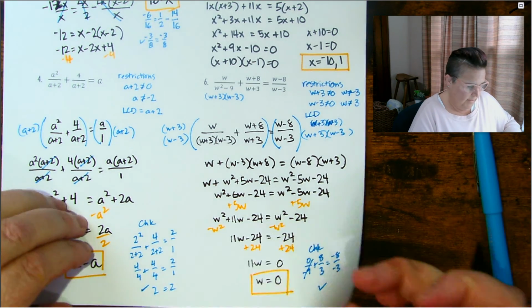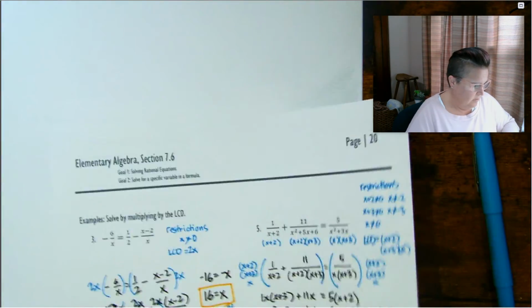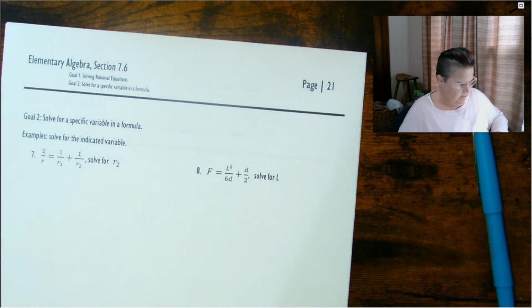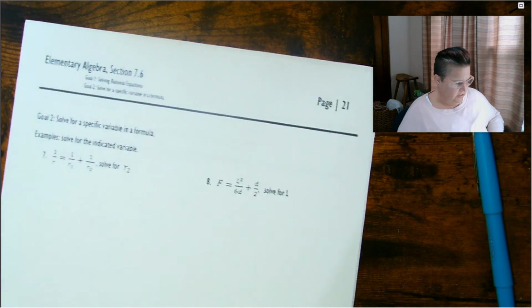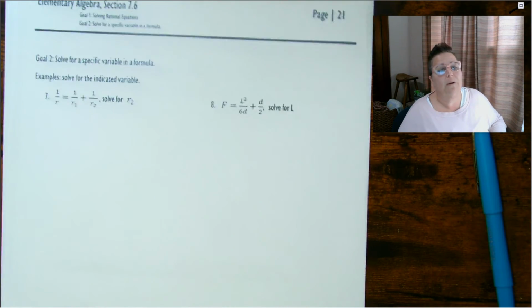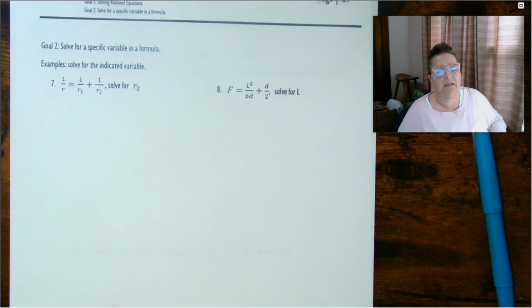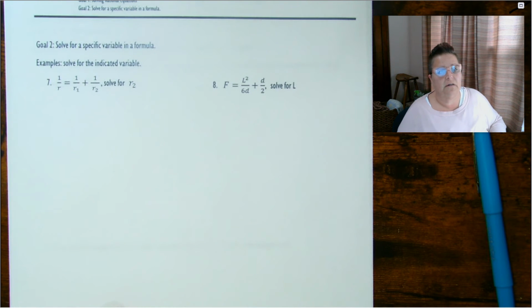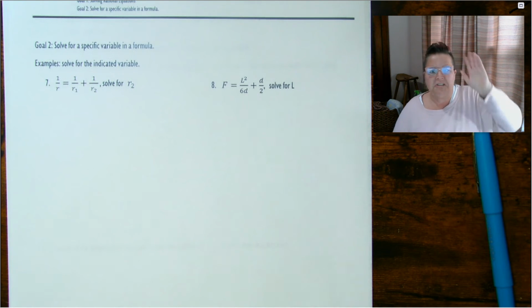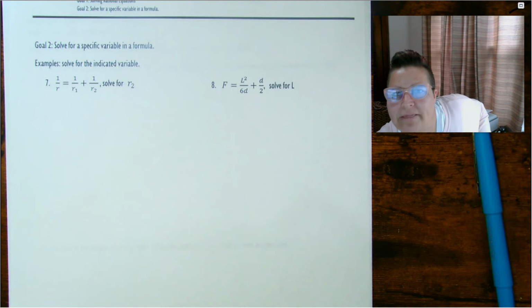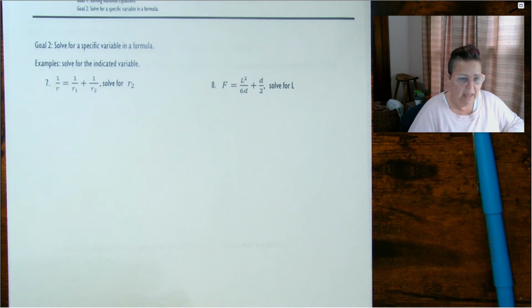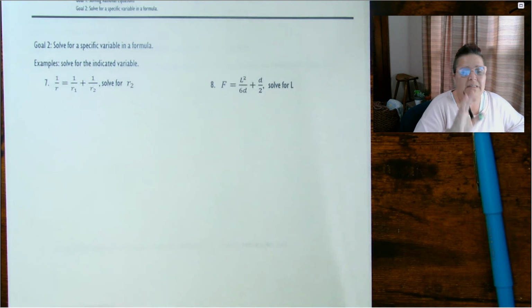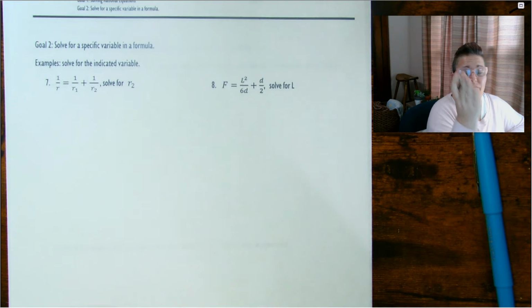Okay. What do we got coming up? 6, 7, and 8? Oh, yeah, just two more. Oh, we got to solve for a specific variable in a formula. Okay, no, just the same. We got this. Now, this is exactly the same thing you have been doing.